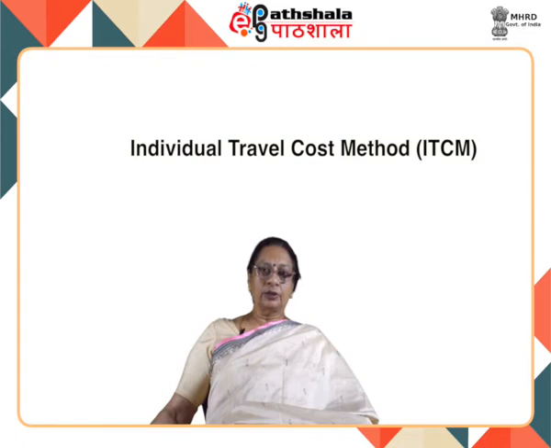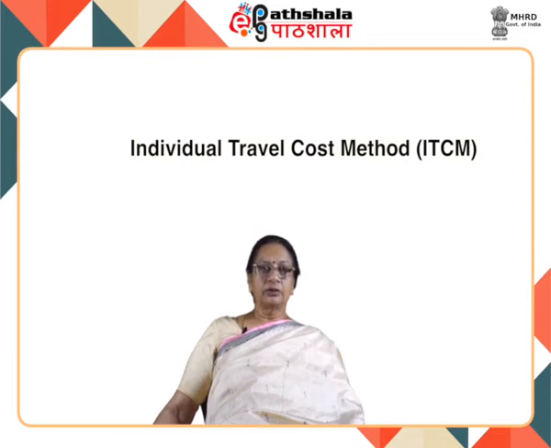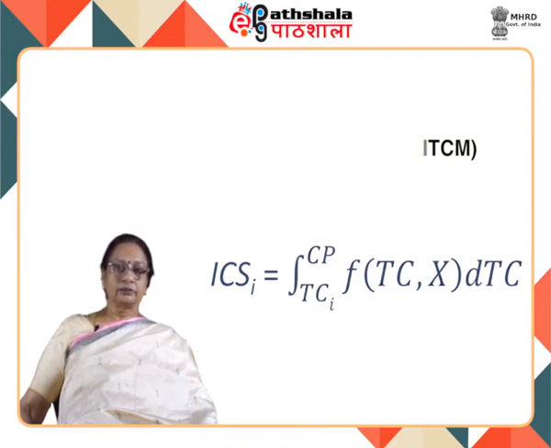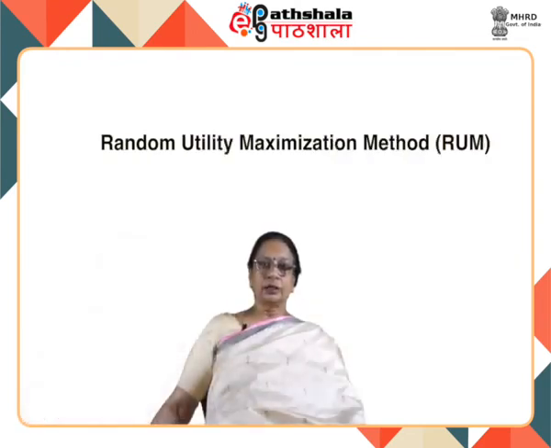Since information on environmental quality of the site is collected, the change in consumer surplus can be estimated if the environmental quality of the site changes. The change in CS is obtained by estimating two different demand curves, one for each level of quality, and the area between these two curves shows the estimate of the change in consumer surplus. Using the demand equation, the annual consumer surplus for individual I can be calculated as has been shown here. The total consumer surplus can be estimated by multiplying the individual annual consumer surplus by the number of individuals visiting the site. Now, we will discuss random utility maximization method.